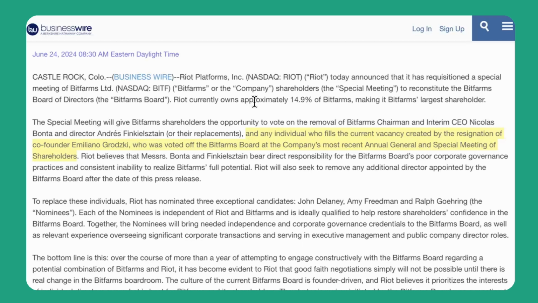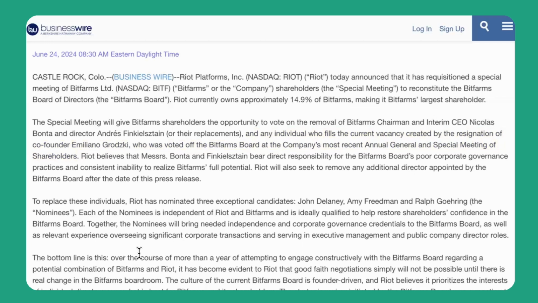Riot will also seek to remove any additional director appointed by the Bitfarms board after the date of this press release. So this means that they are going to go after the recently appointed candidate of the Bitfarms board, who is actually appointed to be on Bitfarms board of directors, right? That's Mrs. Fanny Philip. But let's continue on this press release. It says to replace these individuals, Riot has nominated 3 exceptional candidates: John Delaney, Amy Friedman, and Ralph Goring.